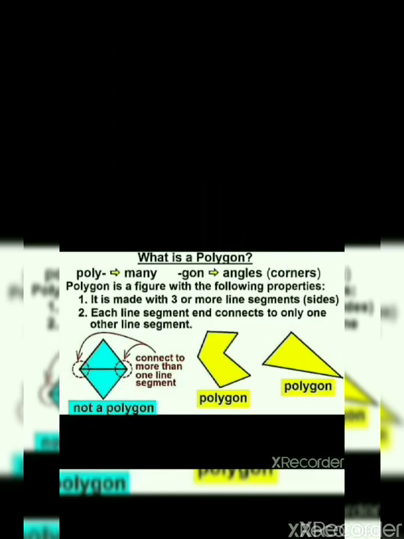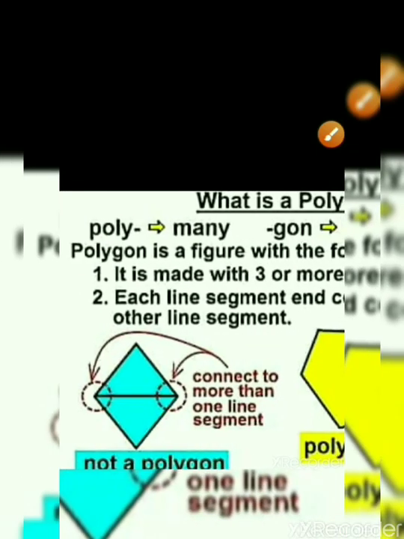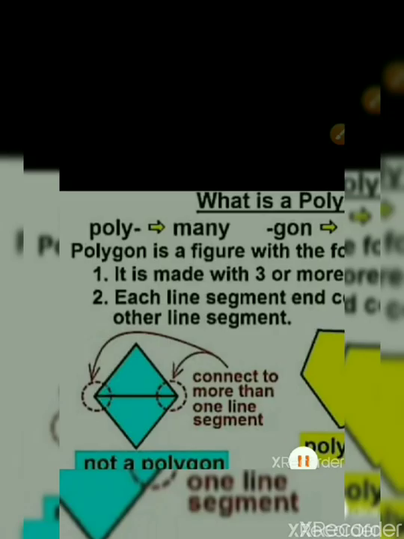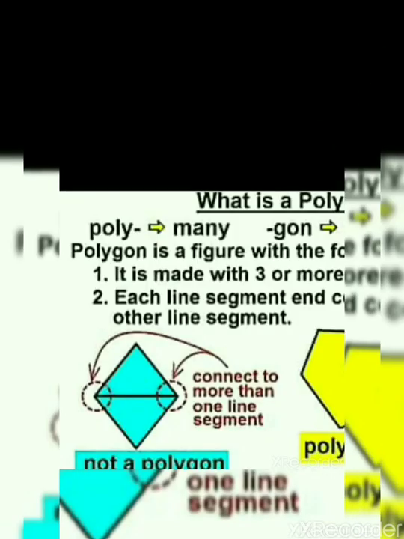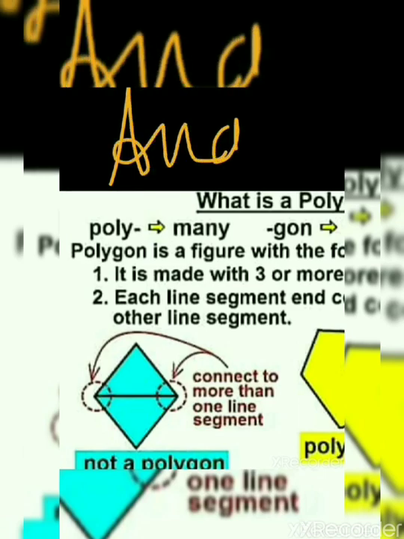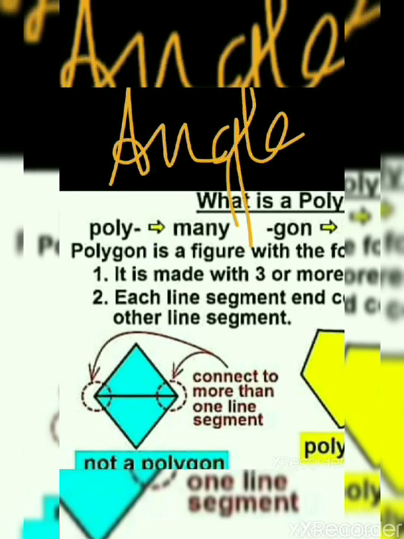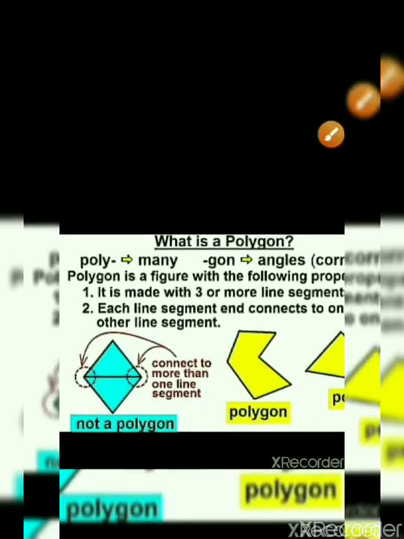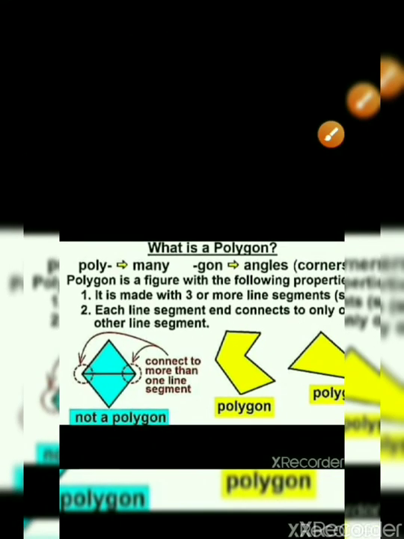So first we will study about polygons. What are polygons? Here poly means many, and gon means side or angle. So we can say, what is a polygon? Many angles or many sides. So a figure having many sides or many angles is called a polygon.